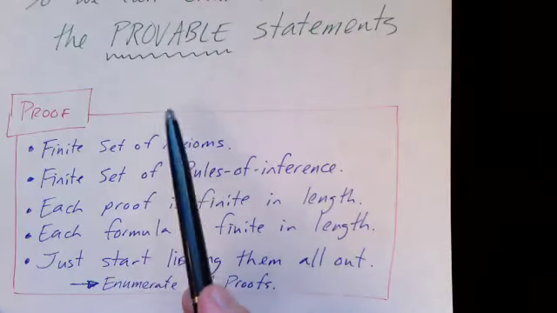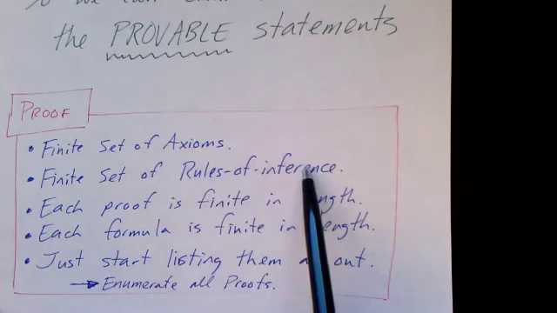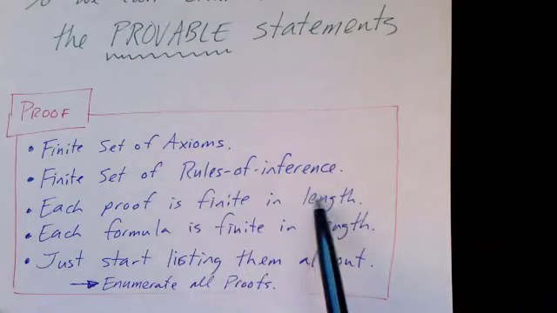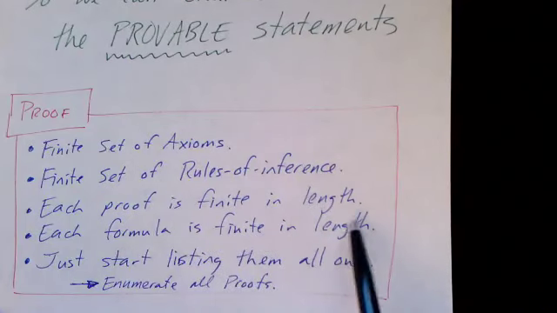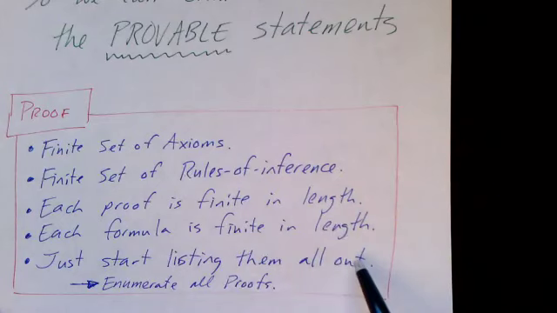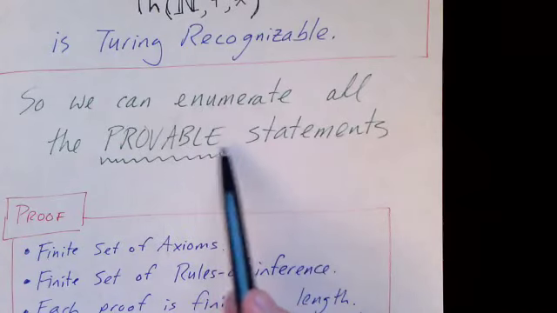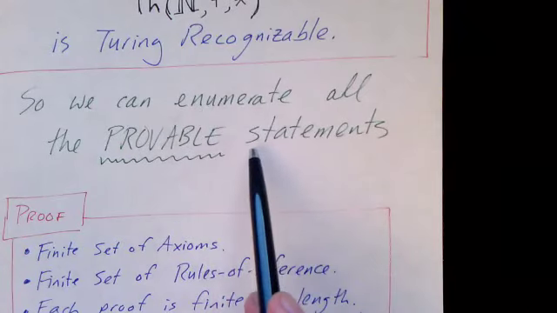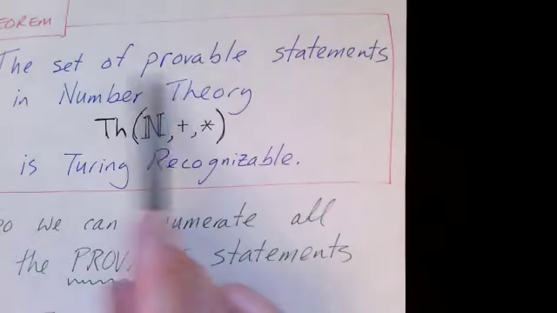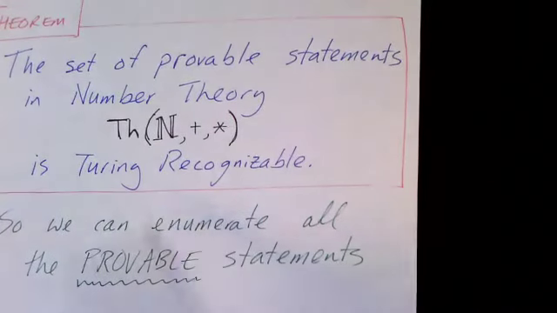And we can do that because we have a finite set of axioms. We have a finite set of rules of inference. Every proof is finite in length. Every formula is, of course, finite in length. So we can just start listing all proofs out. We can enumerate all proofs. And so if there's some statement that is provable, then we will eventually enumerate the proof for that statement. We will eventually find the proof for that statement. So the set of all provable statements in number theory is Turing recognizable.